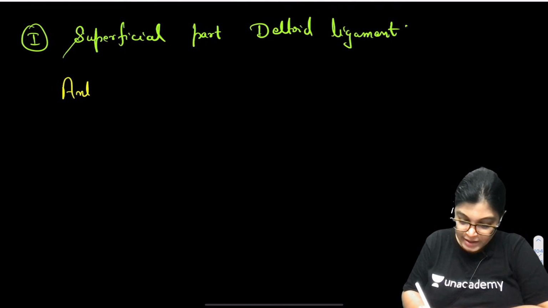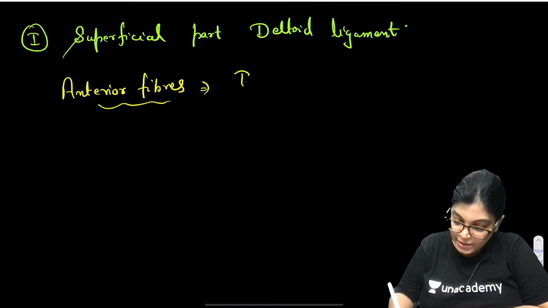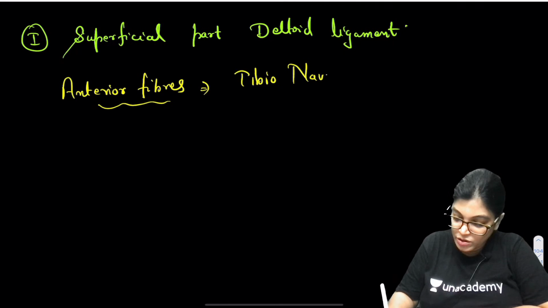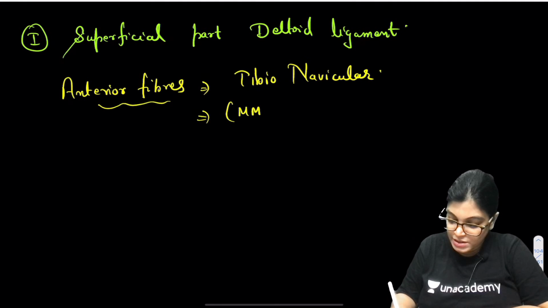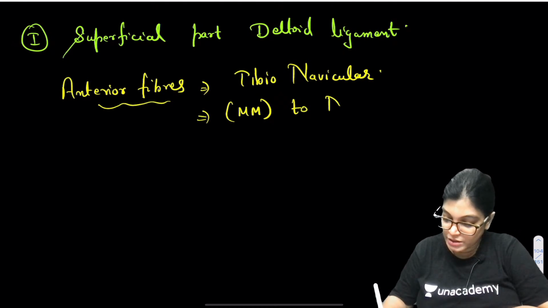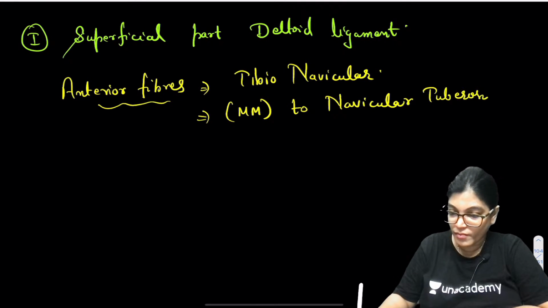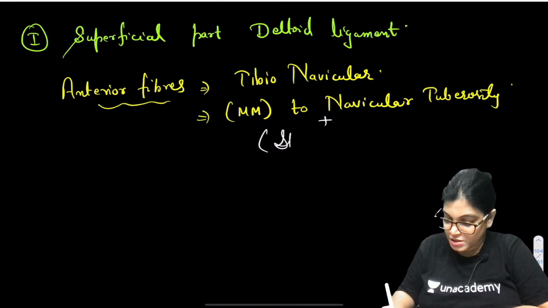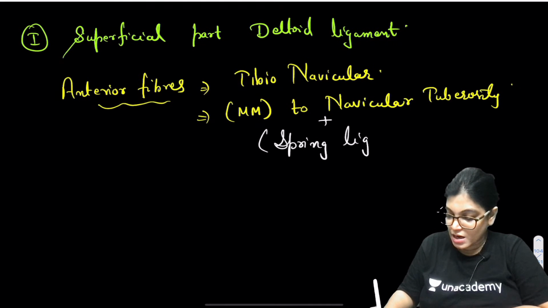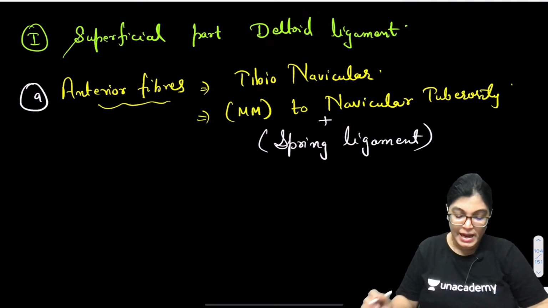It is forming the anterior fibers. The anterior fibers of the superficial part are called tibionavicular. What do you mean by tibionavicular? That means it is attached to the medial malleolus in the upper aspect and to which structure? The navicular tuberosity. And it also mingles with which structure? The spring ligament. What is the other name of the spring ligament? Plantar calcaneo-navicular ligament. So this is the first part, the anterior fibers.